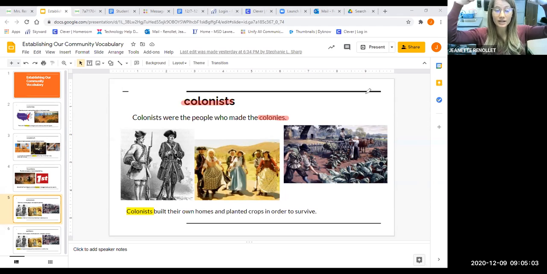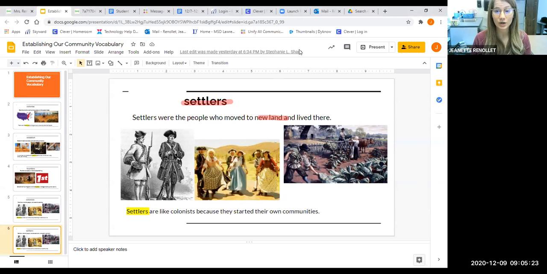They established their own communities. They had to plant food to eat. They had to build homes. They had to work the land. We call these people colonists. They made the colonies.